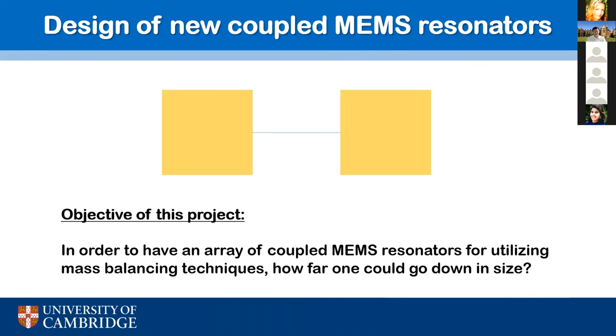So what is the objective of this project? The objective is to see how far one could go down in size by utilizing the mass balancing techniques without compromising the other metrics of the resonator, such as high sensitivity, high stability, and common mode rejection to temperature. Taking all this into account, a new design was made for the coupled MEMS resonator.